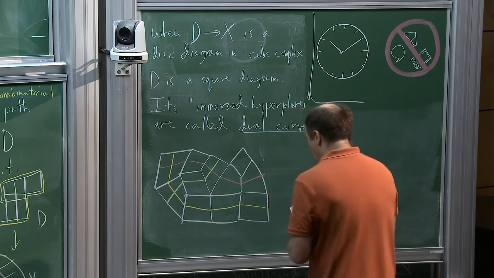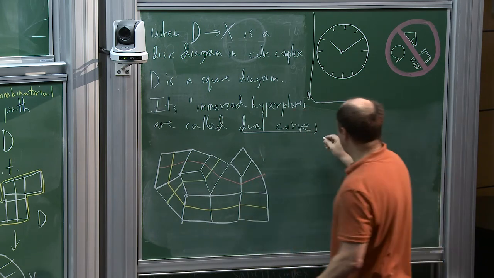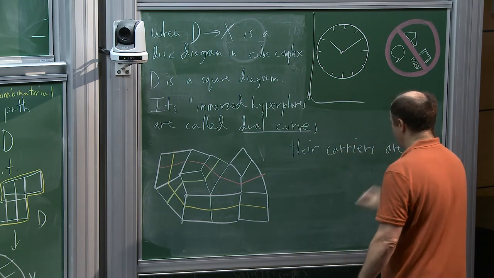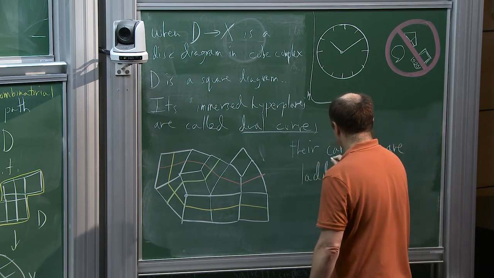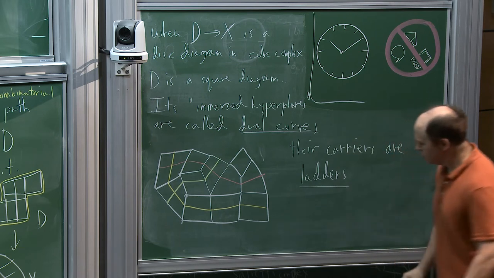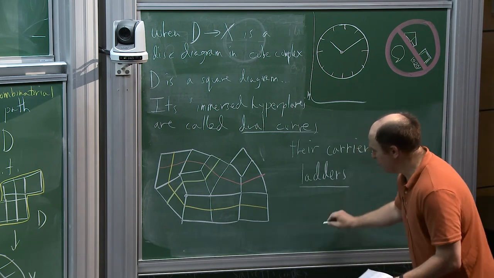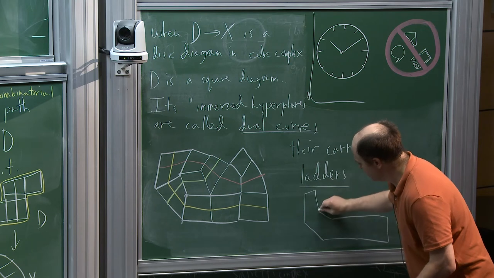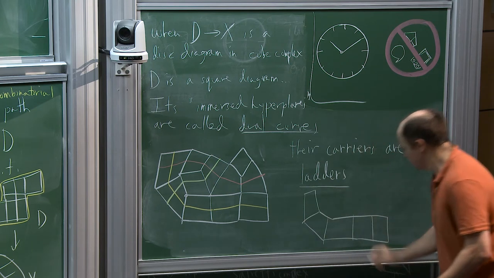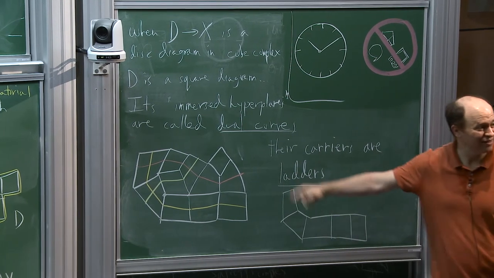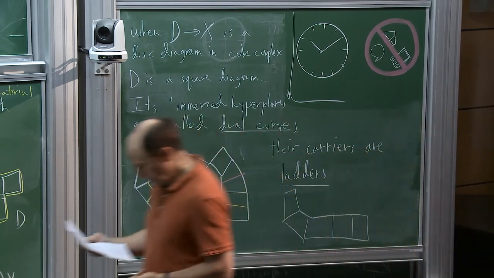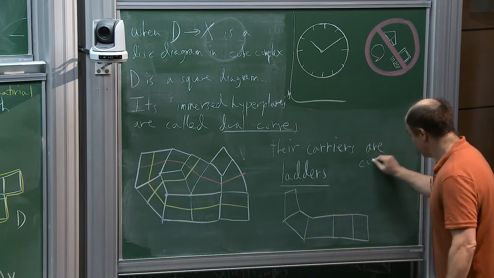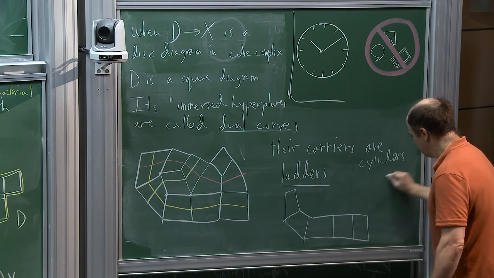And these dual curves, their carriers are ladders. Right, so, for example, the carrier of the yellow dual curve looks like this. Let's see, it looks like a ladder, a crooked ladder. I guess in principle they could be cylinders. Could look like this also.